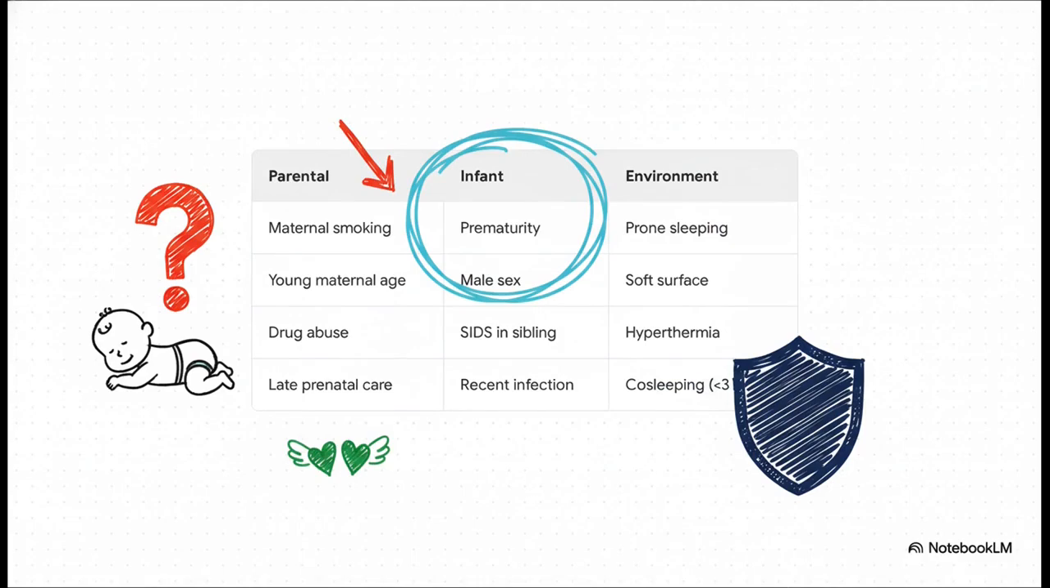Now, what's really important about this slide is it gives us clues for prevention. Just look at the environmental factors. That one, the prone sleeping position, sleeping on the stomach, that is probably the single most important modifiable risk factor. This is where you, as future doctors, can make a huge, life-saving difference with your advice to new parents.